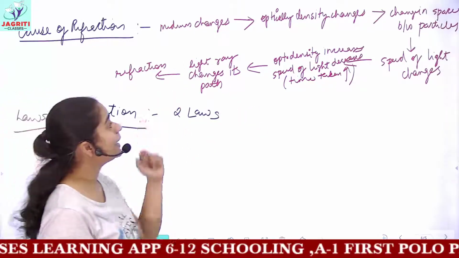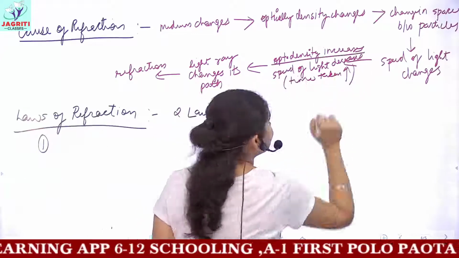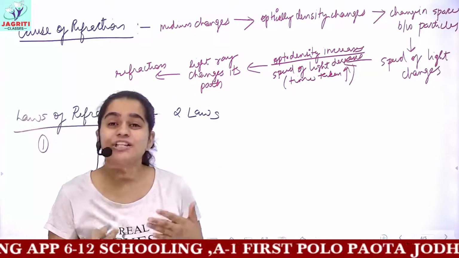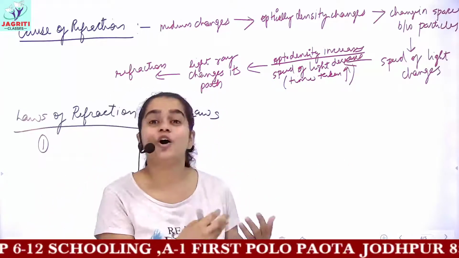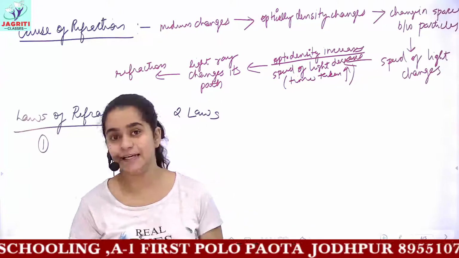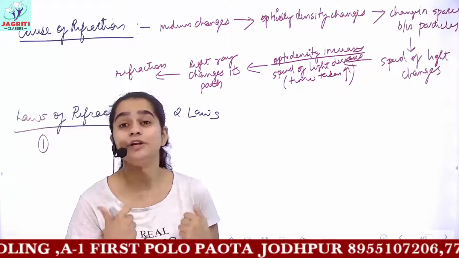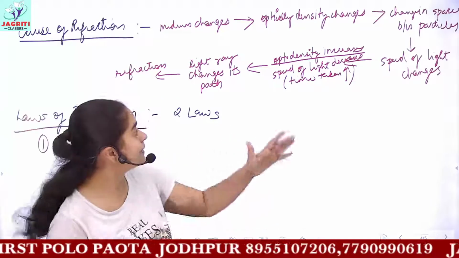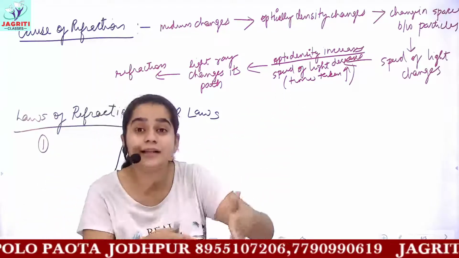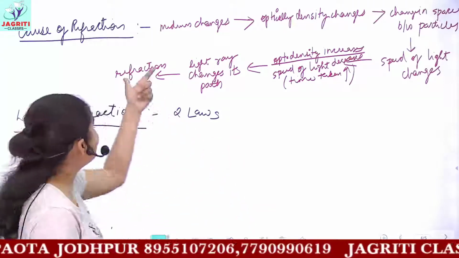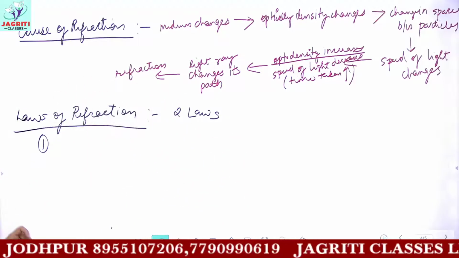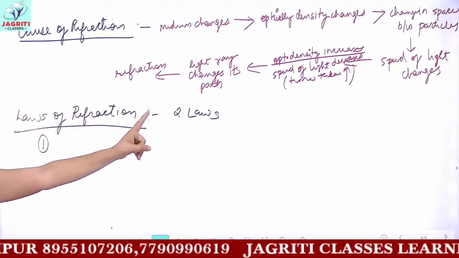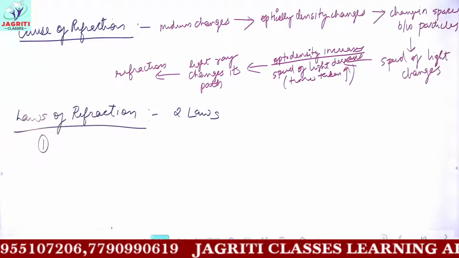Bending means change in the path of the light ray. And why is the light ray changing its path? Because it has entered a medium which has a changed or other kind of optical density. So now it has to decrease its speed. It has to increase its time of travel. That is, it has to bend its path. And this bending is known as refraction of light. So I have explained to you the cause of refraction in a kind of flowchart.